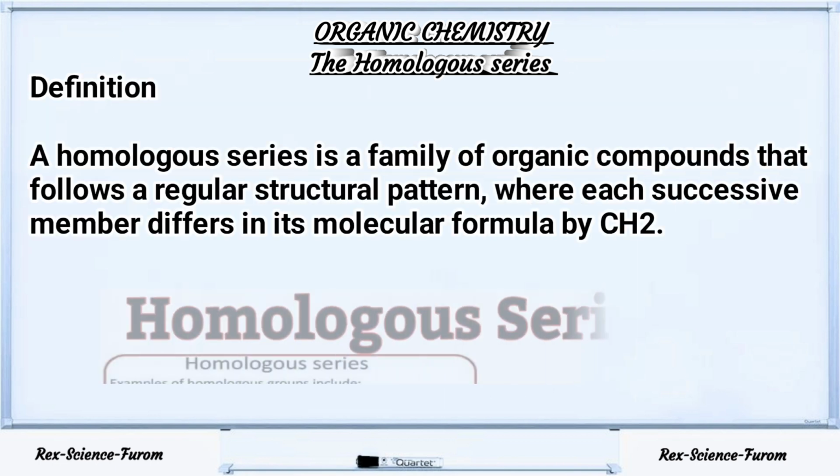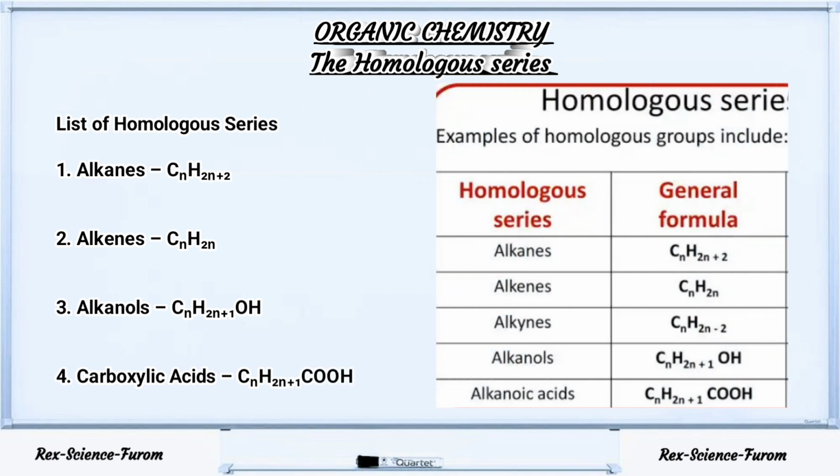Definition: a homologous series is a family of organic compounds that follows a regular structural pattern, where each successive member differs in its molecular formula by CH2. List of homologous series. Alkanes, CnH2n+2. Alkenes, CnH2n. Alkanols, alcohols, CnH2n+1OH. Carboxylic acids, CnH2n+1COOH.